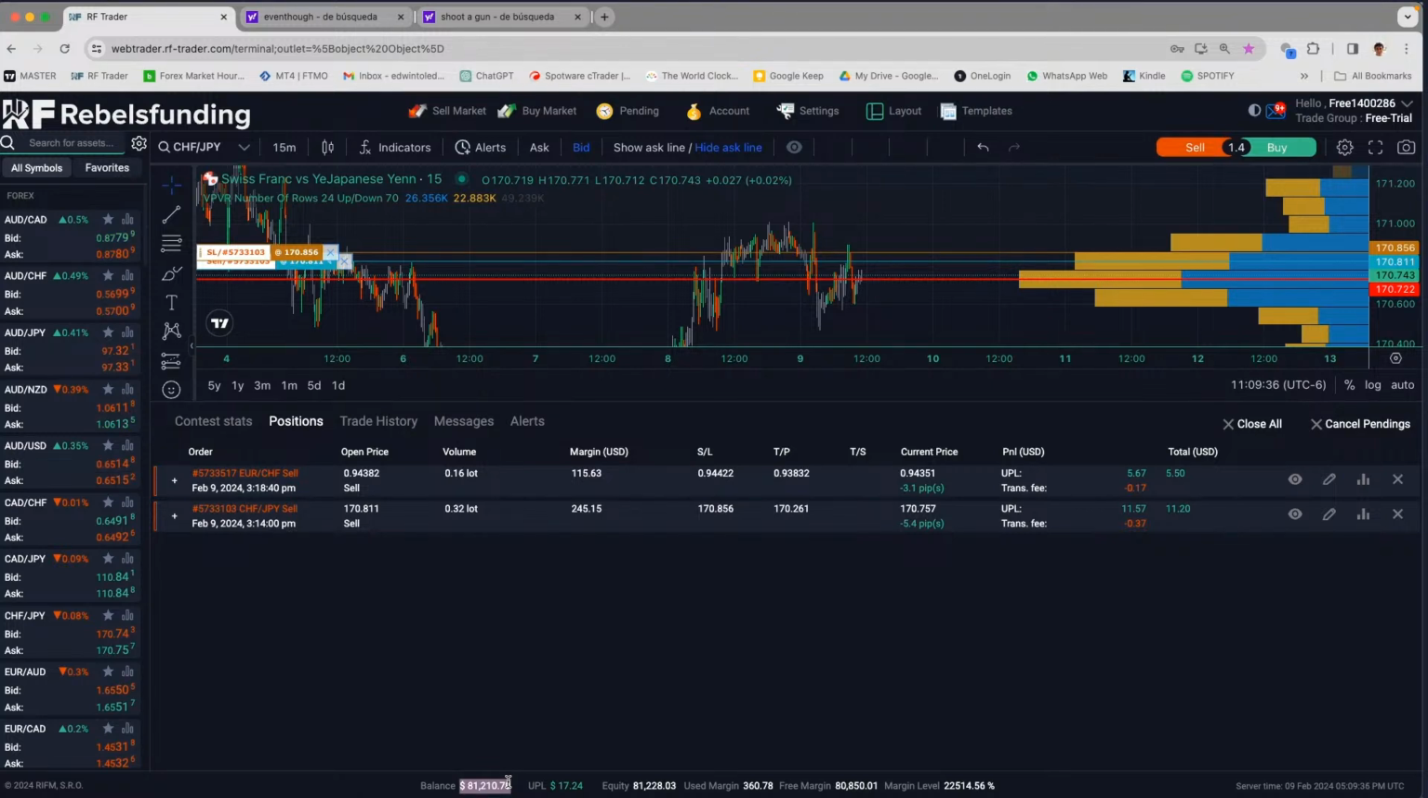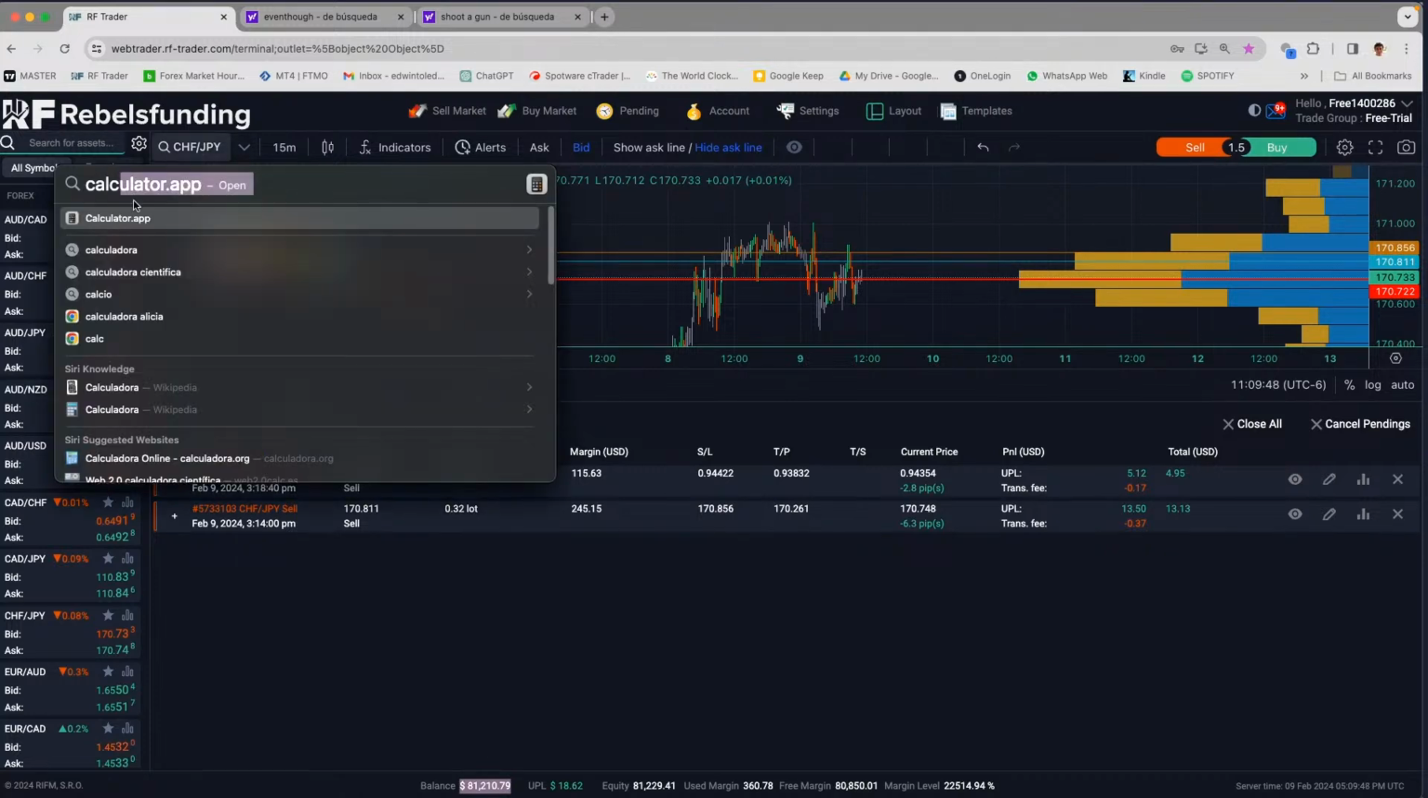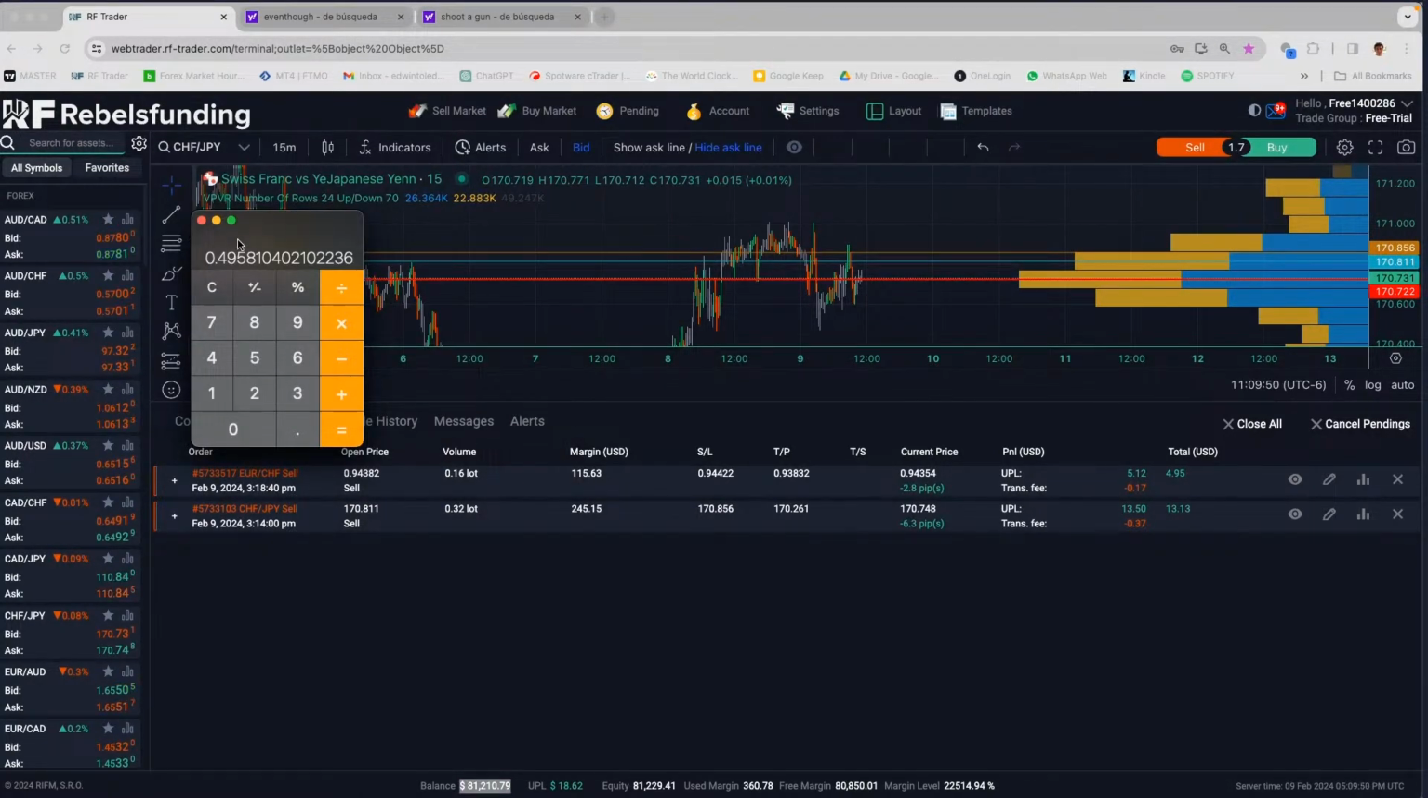Let's see, 81 to 10.79. Let's do the math. Today felt like professional trading, but everything went right. So this is not usually the case.